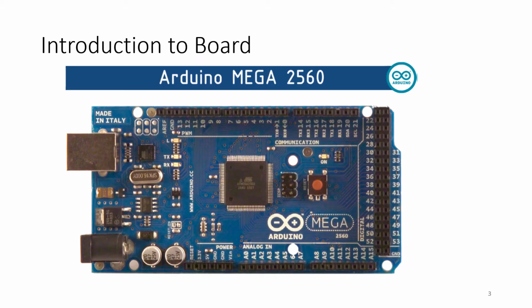The Arduino Mega 2560 is a microcontroller board based on Atmega 2560. It has 54 digital input-output pins, of which 14 can be used as pulse width modulation outputs, 16 analog inputs, 4 UART, a 16 MHz crystal oscillator, a USB connection, a power jack, an ICSP header, that is in-circuit serial programming header, and a reset button. It contains everything needed to support the microcontroller. Simply connect it to a computer with a USB cable or power it with an AC to DC adapter or battery to get started.